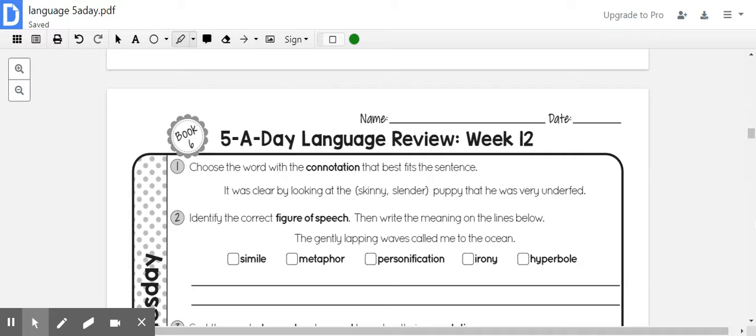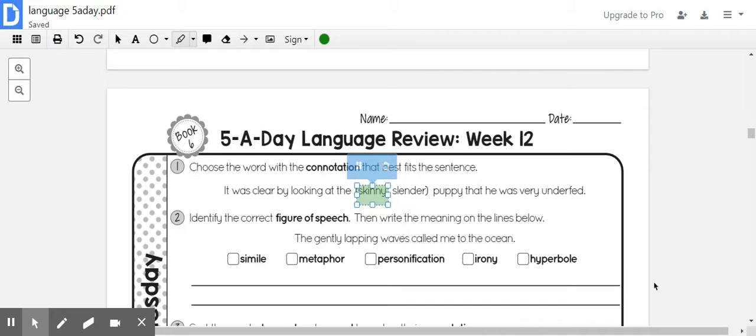So it was clear by looking at the skinny or slender puppy that it was very underfed. So the meaning or the feeling that we're trying to get across is negative. So the word that we would use for this particular sentence would be skinny.